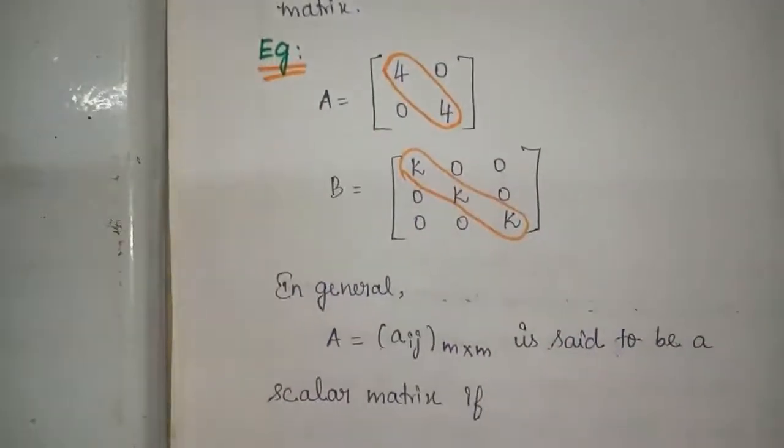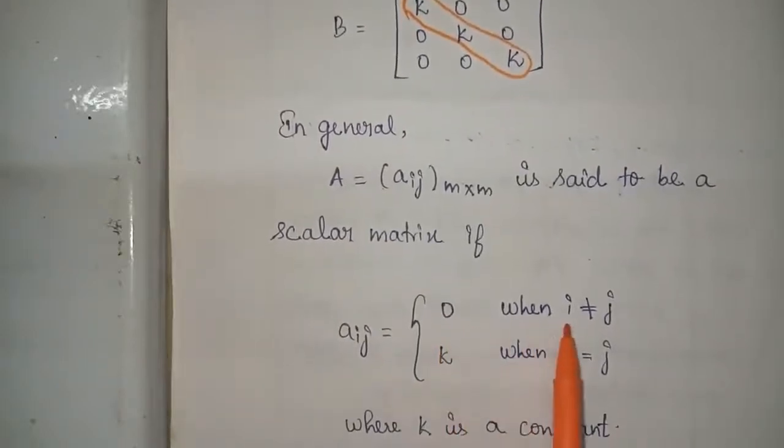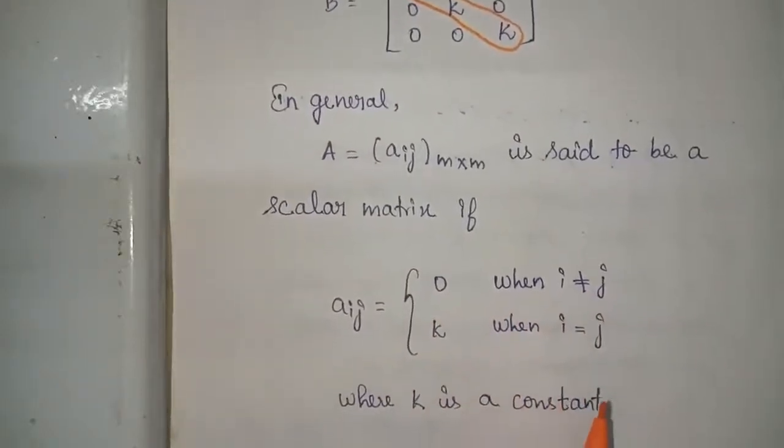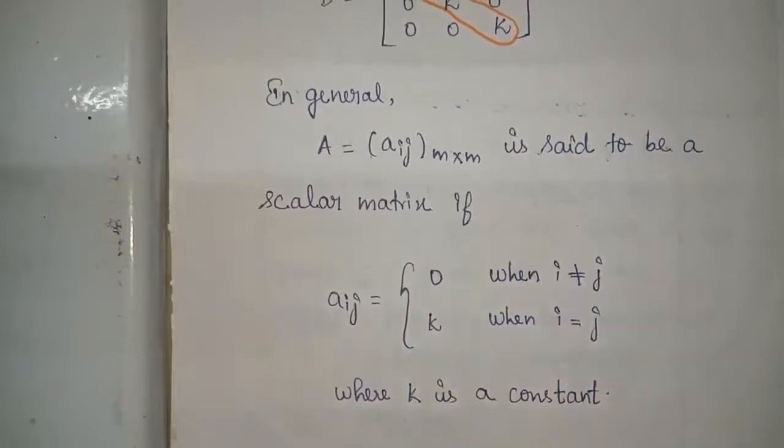So in general, A = [aij] of order m cross n is said to be a scalar matrix if aij = 0 when i is not equal to j, and aij = k when i is equal to j, where k is a constant.